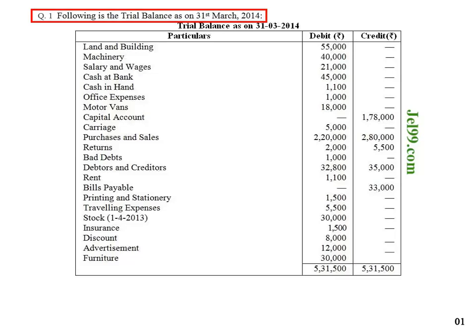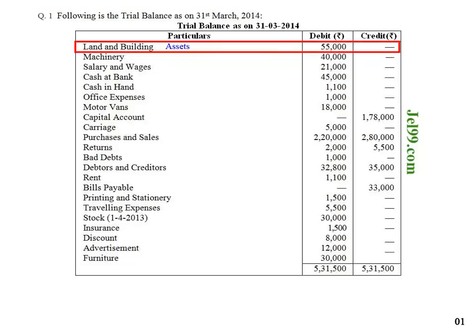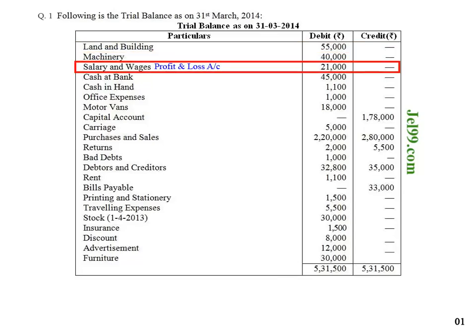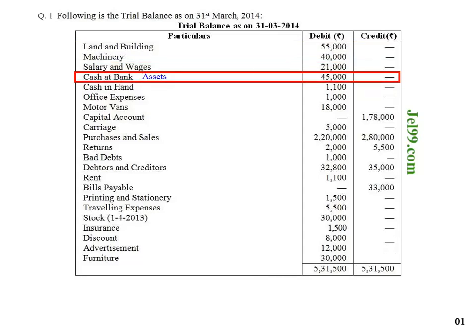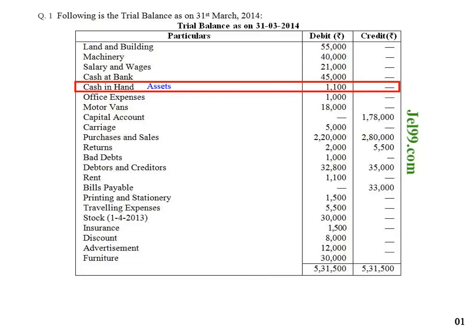Question number 1. Following is the trial balance as on 31st March 2014. Trial balance as on 31st March 2014. Land and building goes to assets side. Next item is machinery goes to assets side. Next is salary and wages goes to profit and loss account. Cash at bank assets. Cash in hand assets.